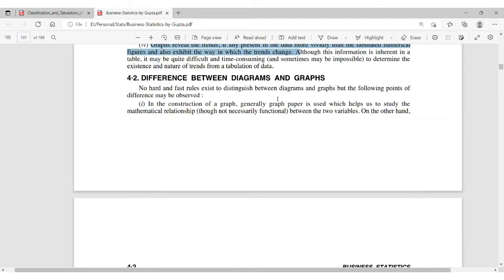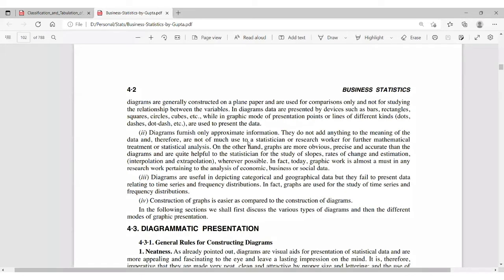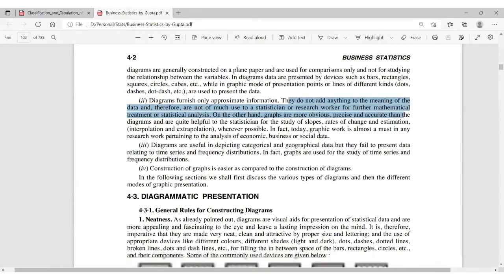Difference between diagrams and graphs. No hard and fast rules exist to distinguish between these, but the following points may be the difference. In the construction of a graph, generally graph paper is used, while diagrams can be drawn on plain paper. Diagrams furnish only approximate information. They do not add anything meaningful to the data.